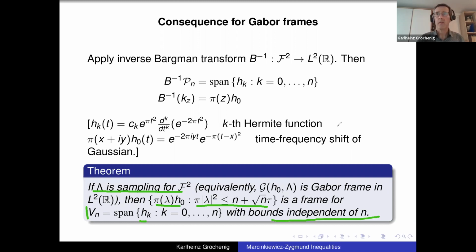I always thought that this might be of interest in time frequency analysis, so I insist that this is perhaps an interesting reformulation of the theorem about Marcinkiewicz-Zygmund families in Fock space.